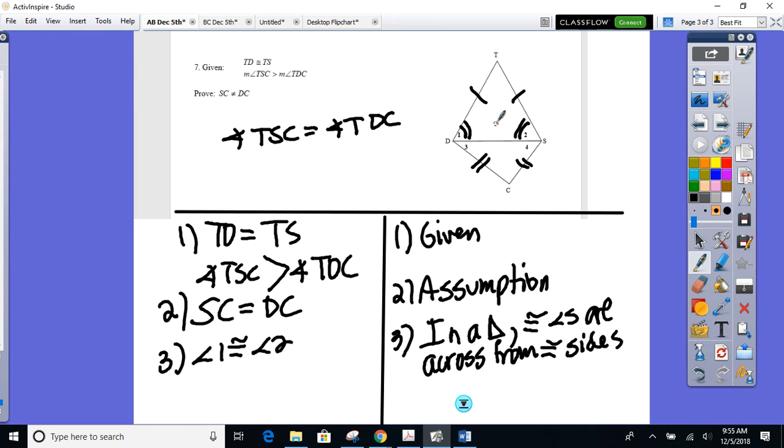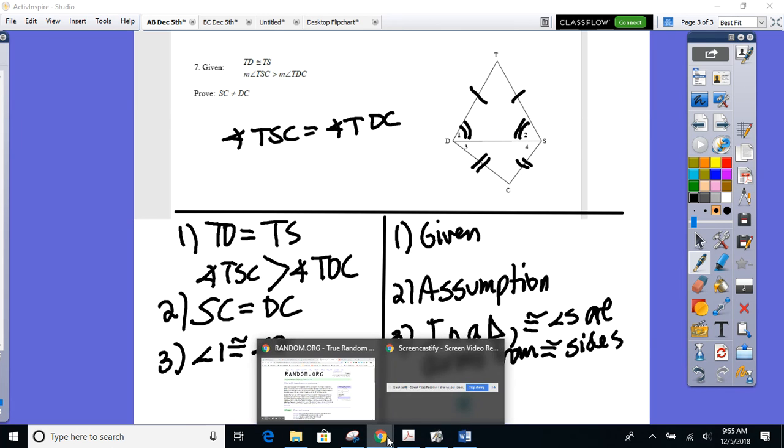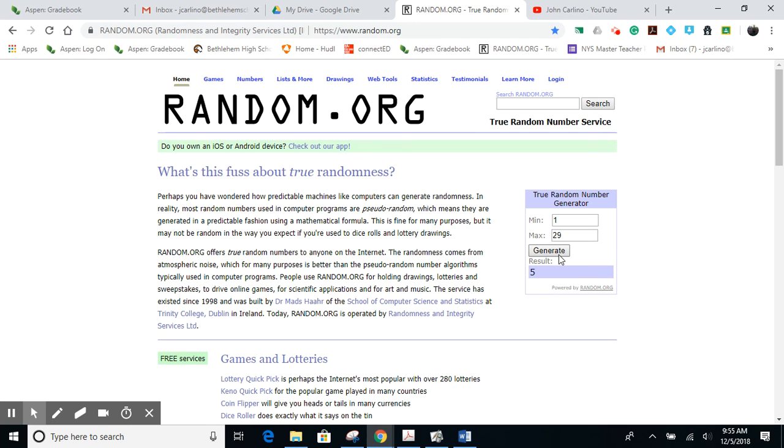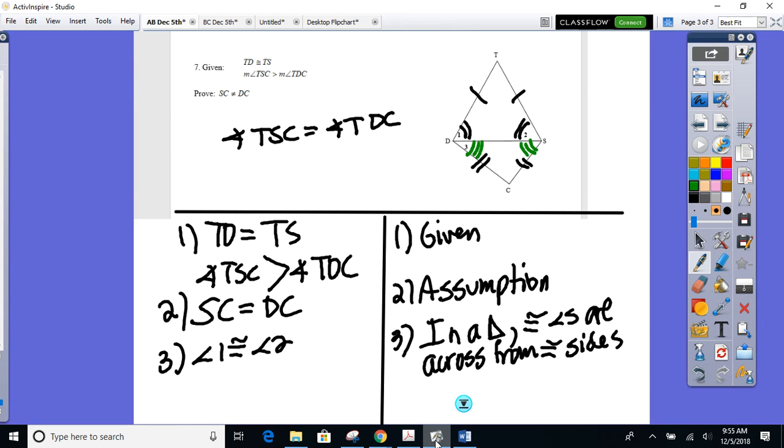Remember, I'm trying to get TDC and TSC, the whole angles congruent. We're almost there. 1 and 2 are congruent. There should be another pair up here that are congruent. Another pair: 3 and 4. Why? Why are 3 and 4 going to be congruent? Don't say anything. I know you know. You wouldn't have told me otherwise. Why? Same reason. So if you guys want to fit that in step 3, go ahead. I don't feel like writing it over again.